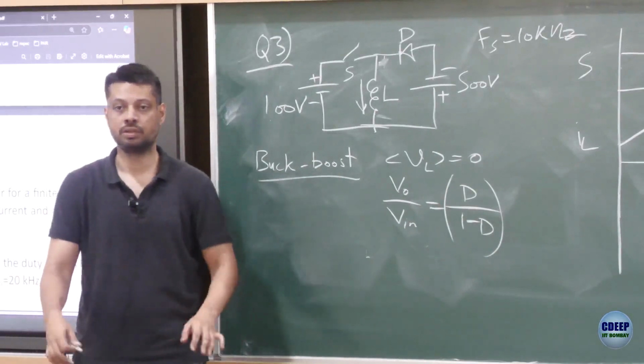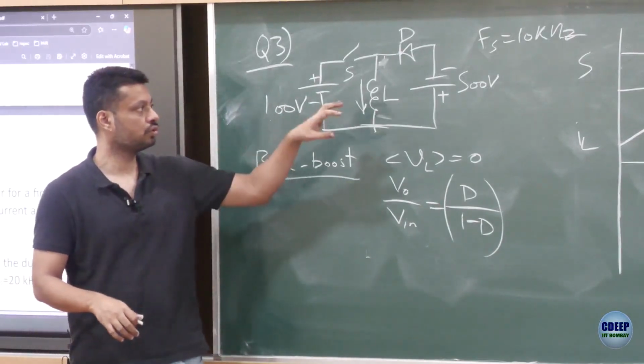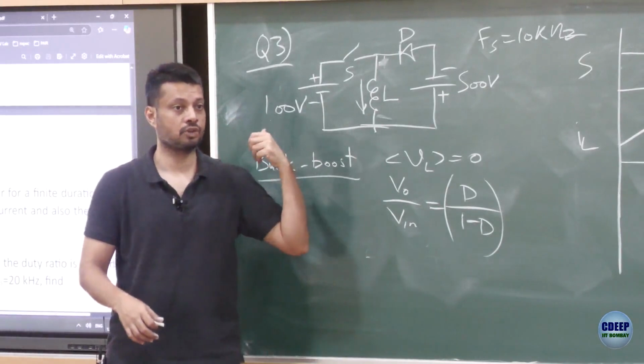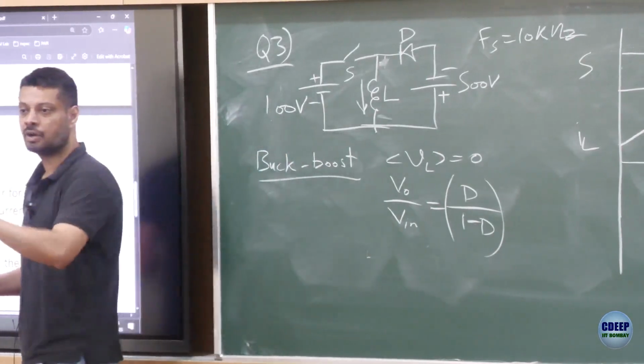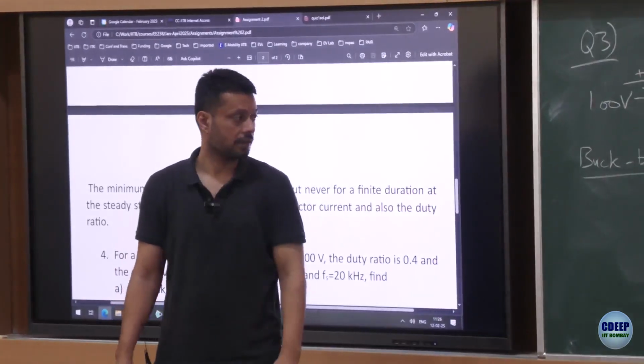So the circuit remains the same, you can adjust the output voltage, or if your input is varying, you can maintain the output voltage by varying the duty cycle.